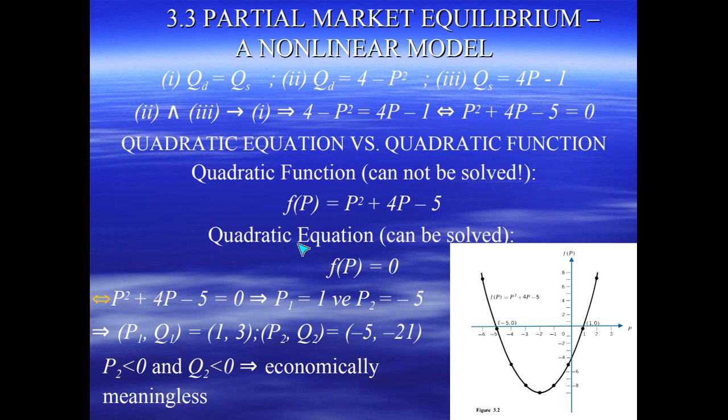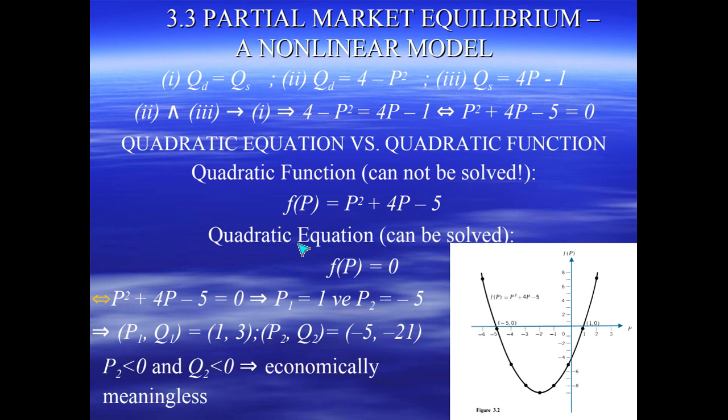All right. 3-3 is partial market equilibrium, a nonlinear model. Now we will learn how to solve the nonlinear models. We have the first equation, which is the equilibrium condition, QD equals QS, quantity demanded equals quantity supplied. The second and third equations are behavioral equations.